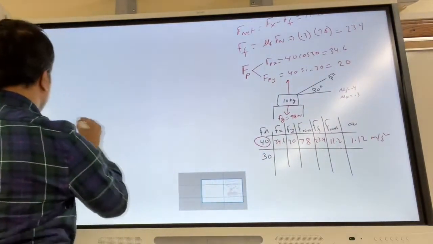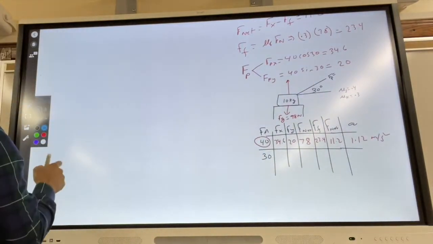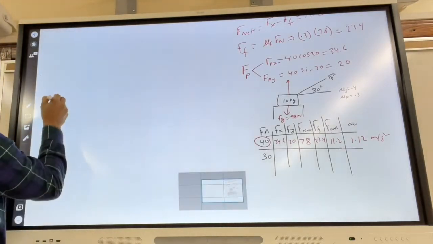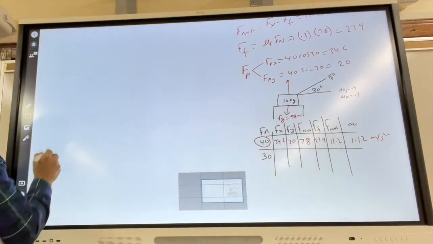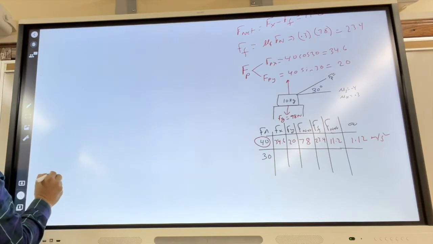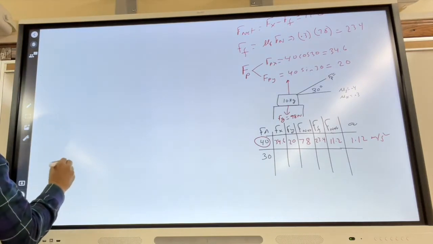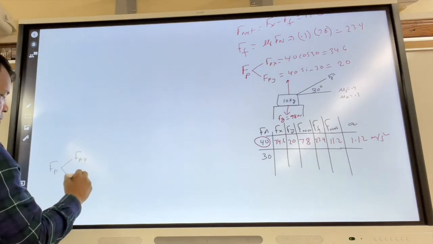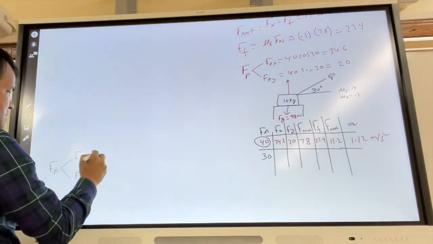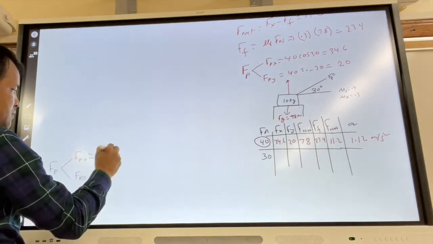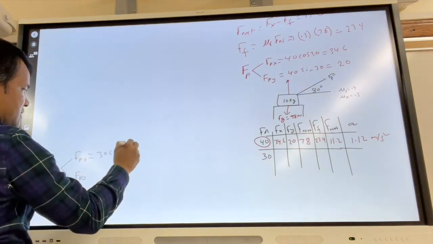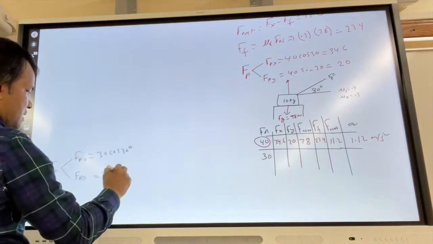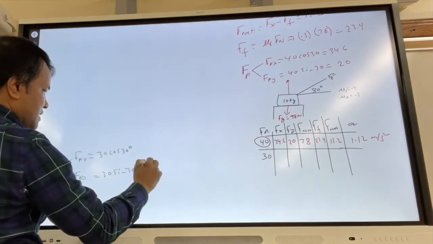Now let's do it with the 30 Newton. So with the 30 Newton, we're gonna do it here. We have also my space over here. So let's start from here. I have Fp. So Fp would be Fpx, Fpy, and that would be 30 cosine 30 degree, 30 sine 30 degree. 30 sine 30 degree is 15.